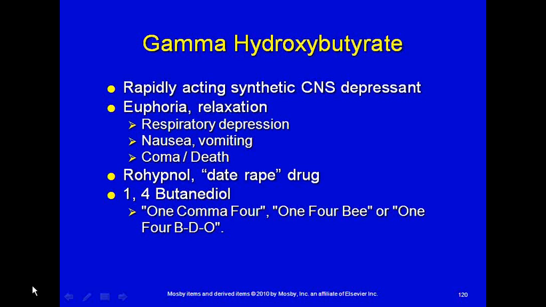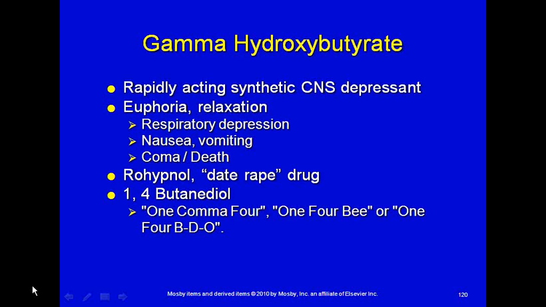So we don't see as much of it anymore because it's illegal. You used to be able to buy GHB at GNC or any of the health food stores, but because of the deaths associated with its use when in combination with alcohol, it has gone off the market.